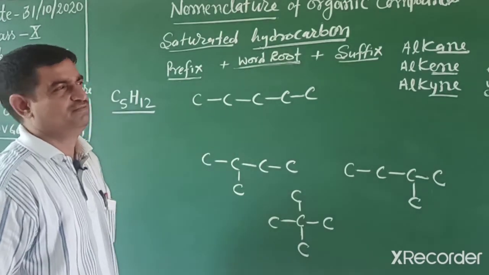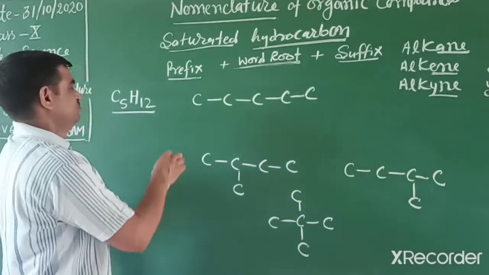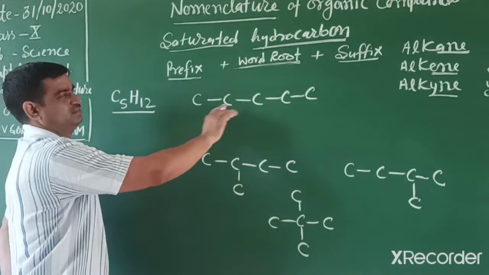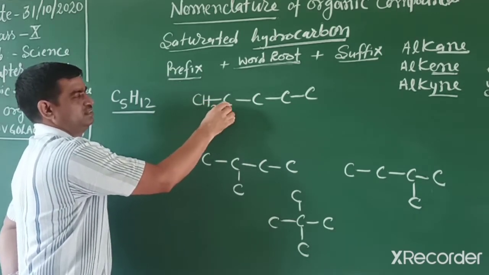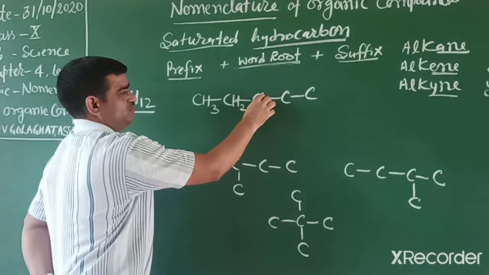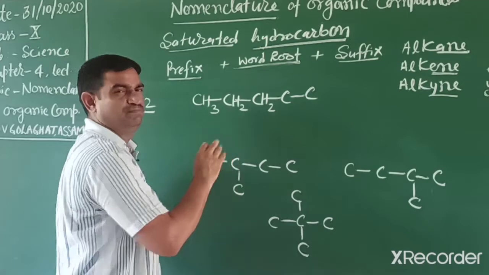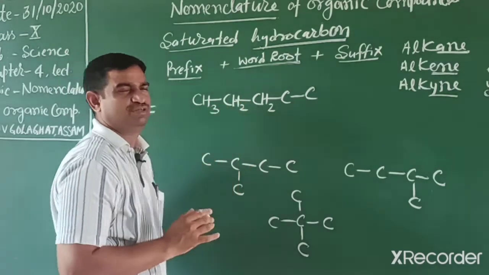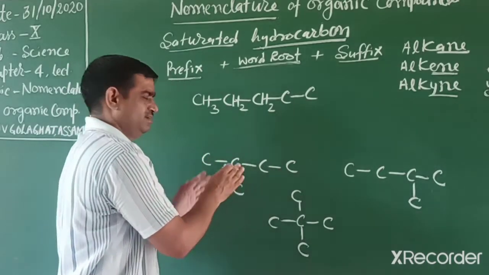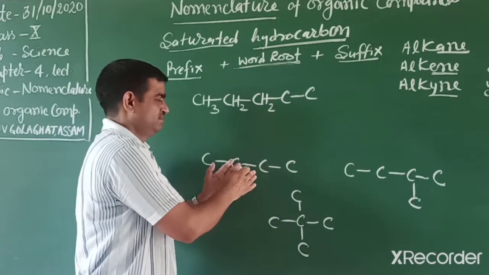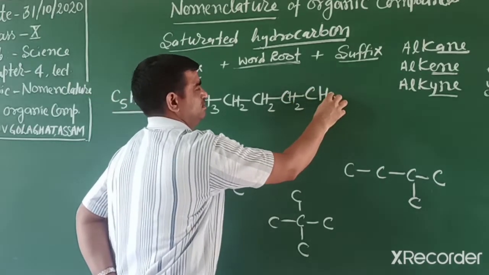Students, now we write all these compounds' IUPAC names. So first we complete the valency by writing the hydrogen, CH3, then CH2. So when you write, at first you write the skeleton and then after that you write the hydrogen. Don't write CH2, CH2, CH3 in this way. First write the skeleton, leave some gap between the atoms and then you write the hydrogen in this way.